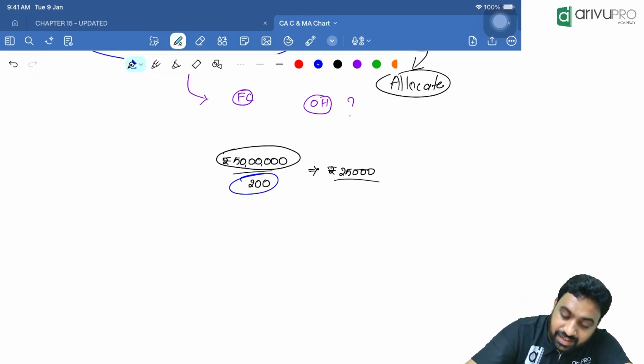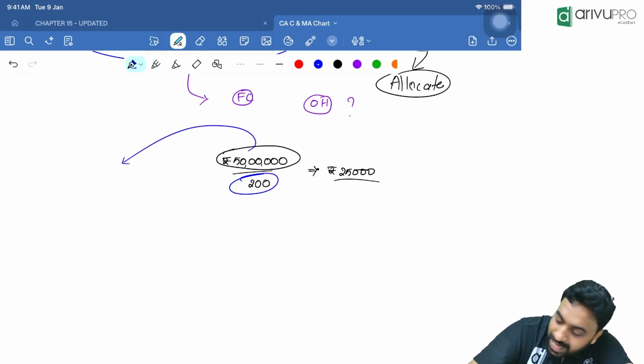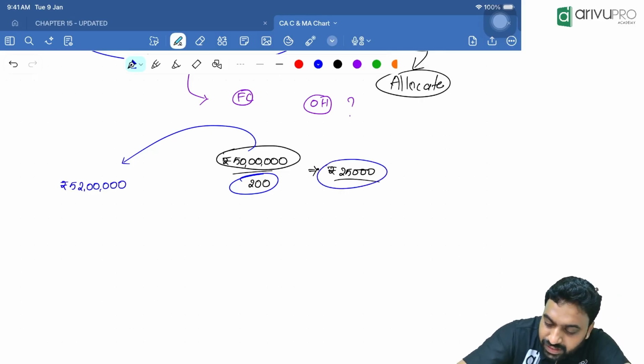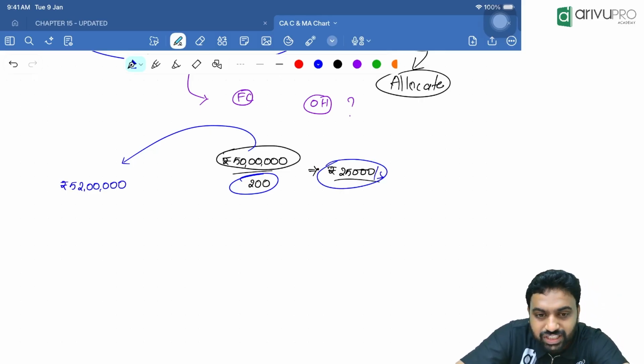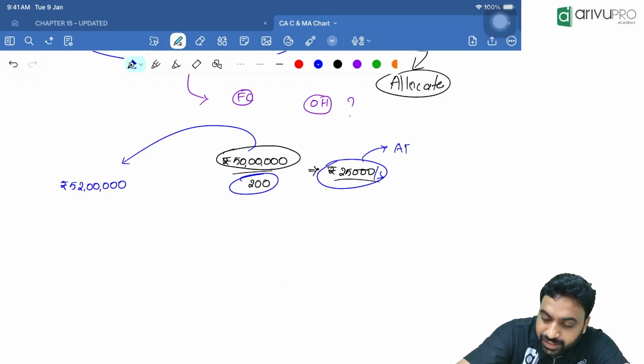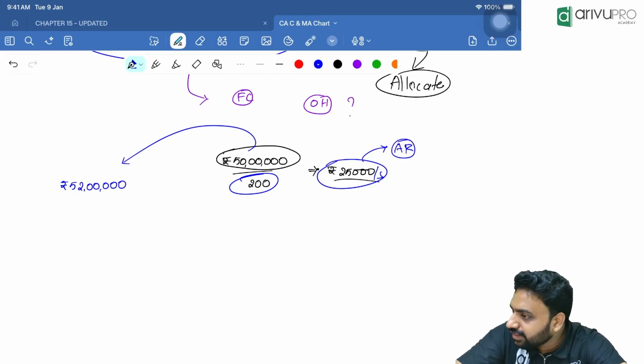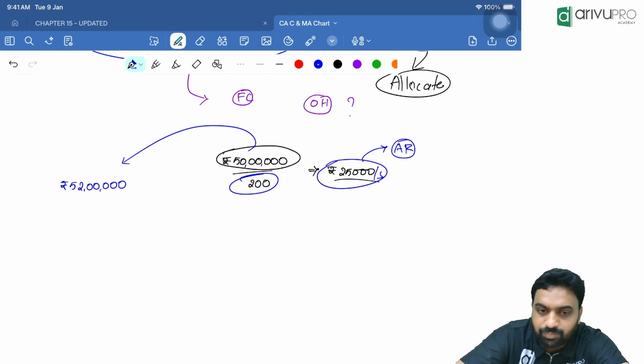Now let's say the actual expense, the actual overhead we incurred, is around 52 lakhs. By the way, this 25,000 per student we are planning to charge, no? This is on a budgeted basis. This one we call the absorption rate. The amount we decide to recover from the final product, we call it the absorption rate. Now we have to recover 25,000 from each and every student towards overheads.